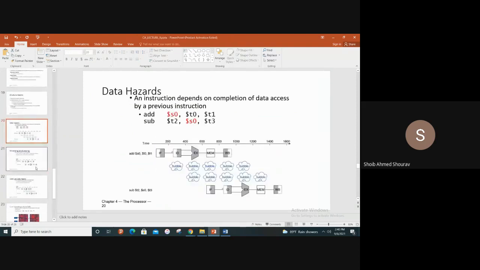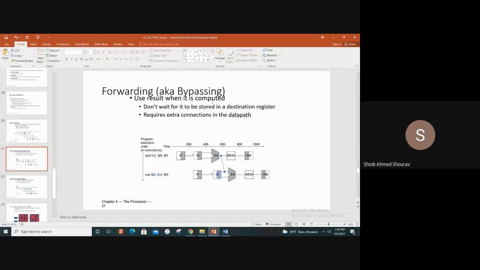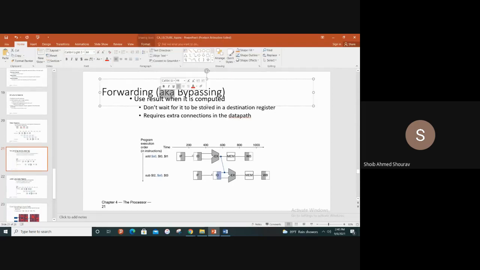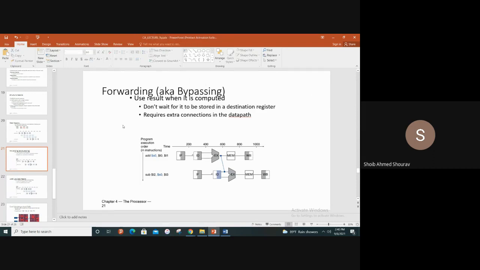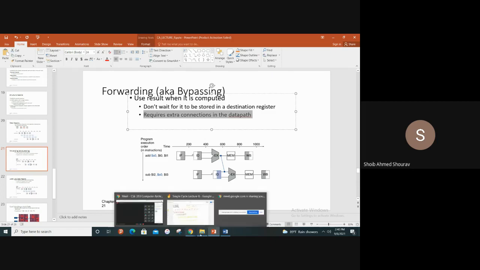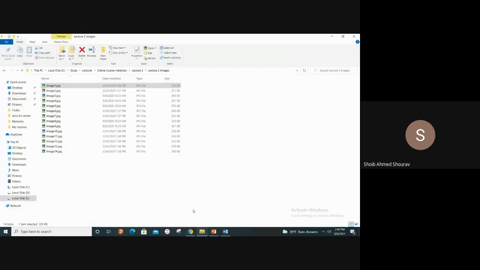So we have seen data hazard. Now we are going to see forwarding. Forwarding is also known as bypassing. We are going to forward the result when it is computed. We are not going to wait until it is stored in the destination register. We need an extra connection in the data path. Okay. Now I'm going to show you the forwarding related picture. There is the picture.